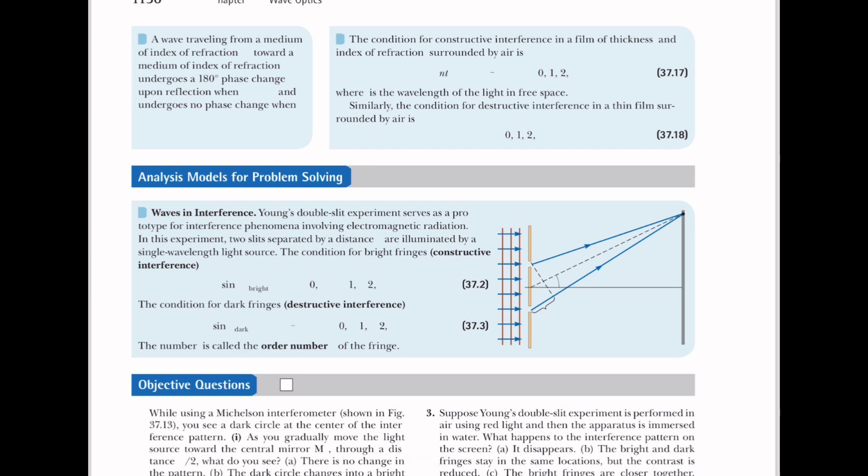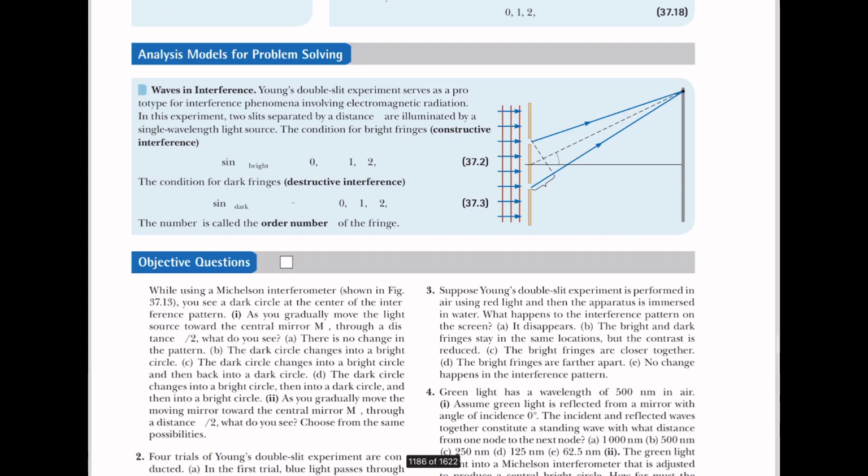Waves in interference. Young's double slit experiment serves as a prototype for interference phenomena involving electromagnetic radiation. In this experiment, two slits separated by a distance, I'm assuming d is supposed to go there right after distance, are illuminated by a single wavelength light source. The condition for bright fringes, constructive interference, and then that kind of half equation. The condition for dark fringes, destructive interference, again, sort of a half equation. The number is called the order number of the fringe. Okay. Interesting.